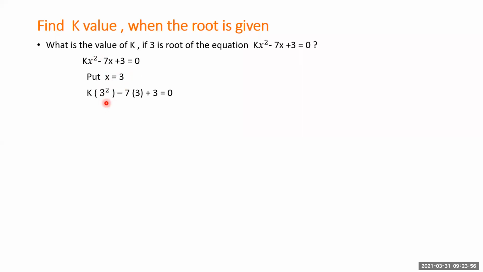So in the x square place, I have substituted 3 square, and minus 7 into this x value. I have put over here 3 and this 3. Then 3 square will become 9. 7 3s are 21. And then you say 9 into k, 9k minus 21 plus 3. So you will get here minus 18 equal to 0. Then this 9k minus 18 you bring to the other side. So it will become plus 18. k equal to 18 upon 9. So you will get k value 2.